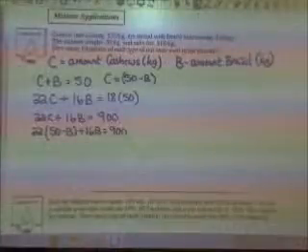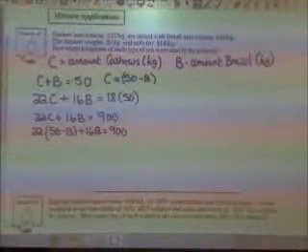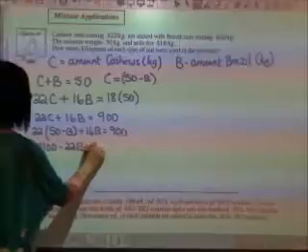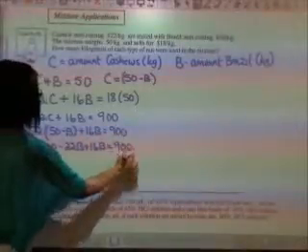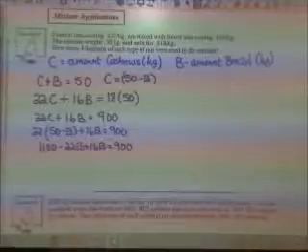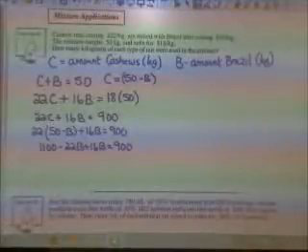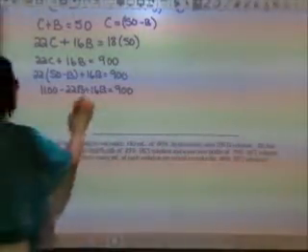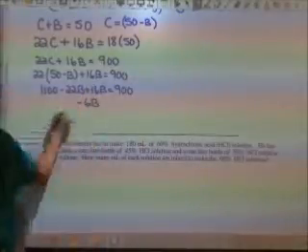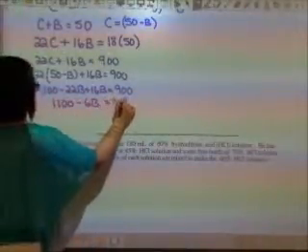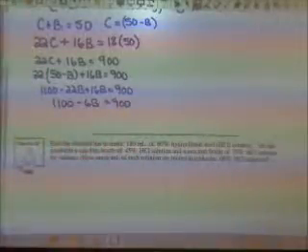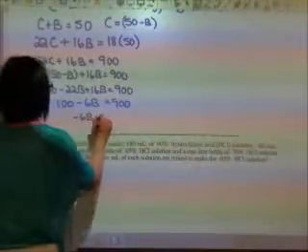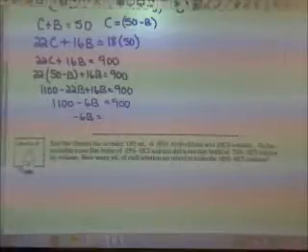So what is 22 times 50? 1100. Minus 22B plus 16B equals 900. Now what would I do? Add the B's together, and how many B's do I have? 6. Positive or negative? Negative 6 B's. And what do I do with the 1100? Subtract. So then I would get negative 6B equals what? Negative 200.